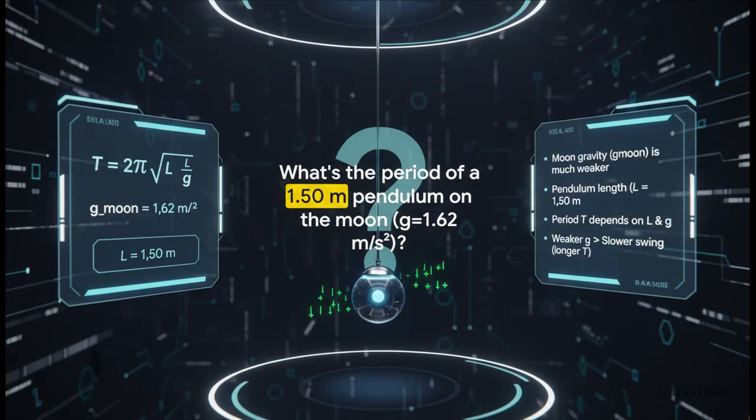Okay, let's switch things up. What if we took a 1.5 meter long pendulum to the moon? You know that gravity there is way weaker. So what do you think will happen to its swing? Is it going to be faster or is it going to be slower?